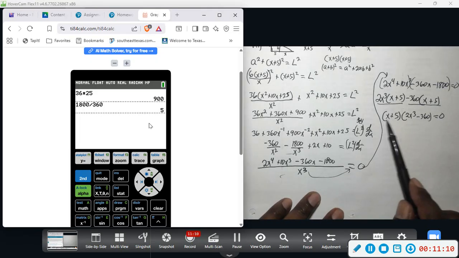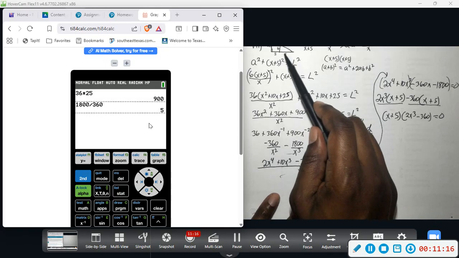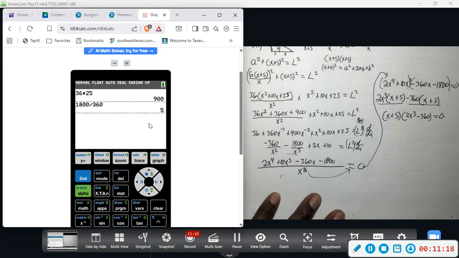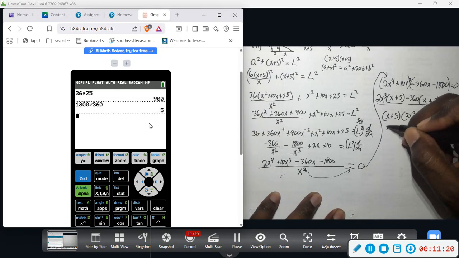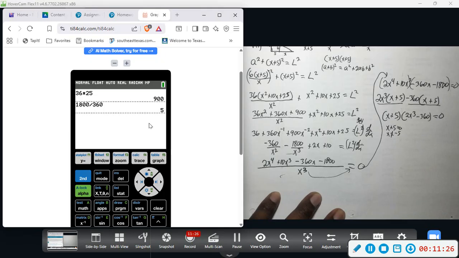Now, the x plus 5 cannot be equal to 0, but if you did it, we'd get a negative number, and x cannot be a negative length. It says x is negative 5, and that does not make sense. Can't be a negative length. And so we'll set 2x cubed minus 360 equals 0.